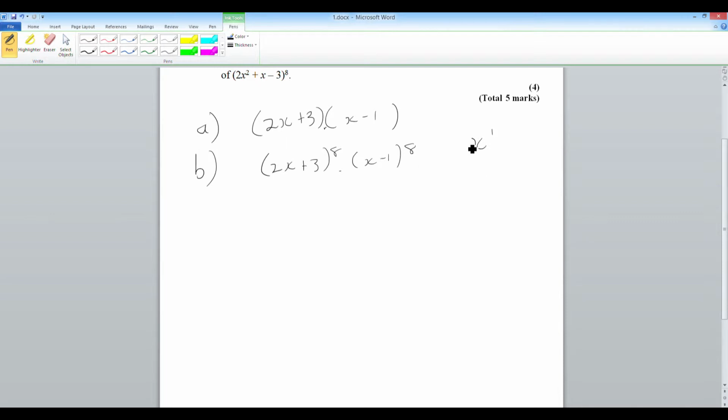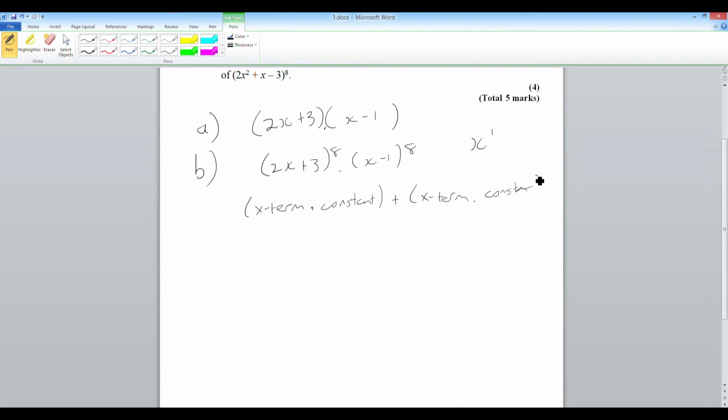In order to find the x to the power of 1, I will notice that there will have to be an x in my first bracket multiplied with a constant from my second bracket, and vice versa: an x from my second bracket multiplied with a constant from my first bracket. So I can say, an x term from my first bracket multiplied with a constant term from my second bracket, plus the x term from my second bracket multiplied with a constant term from my first bracket.